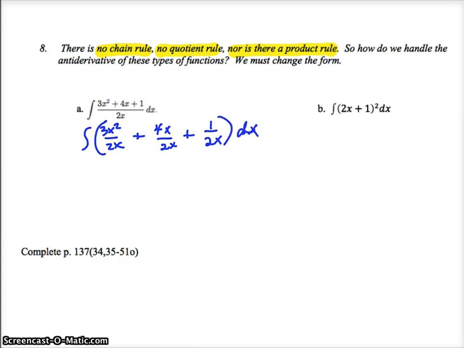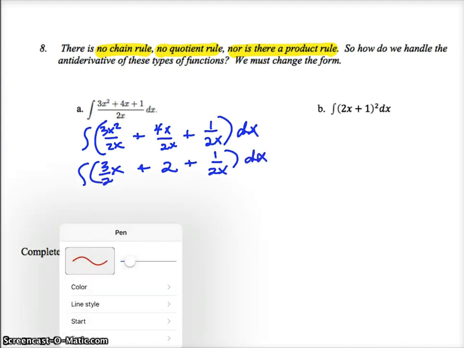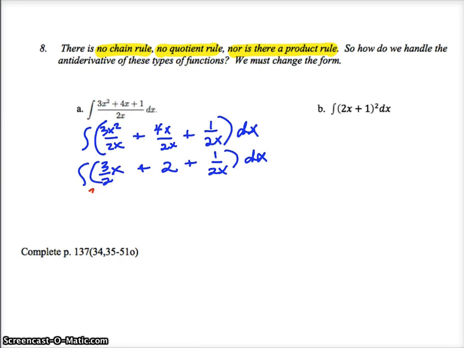And of course it would help to reduce first. 3x squared divided by 2x will reduce to 3 halves x, plus 4x divided by 2x will reduce to 2, and then 1 over 2x will not reduce. And now let's calculate the antiderivative. So the 3 halves will remain my constant. I will add 1, and so that gives me 3x squared divided by 2, or 3/4 x squared is the antiderivative of 3 halves x.